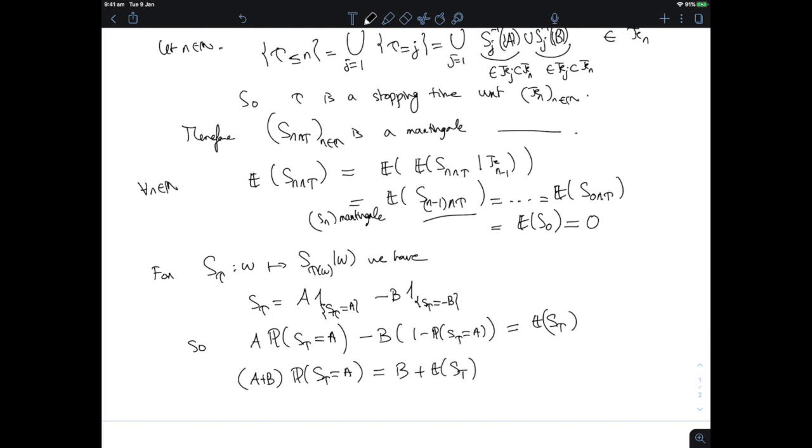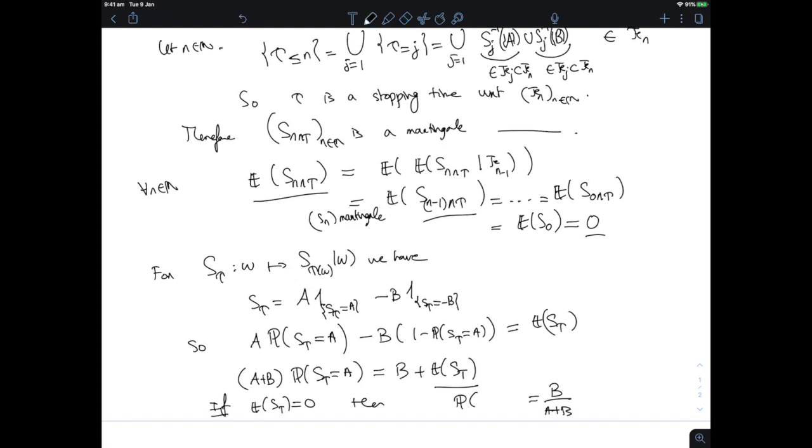Now, I expect, excuse the pun, the expectation of S_tau to be 0, because the expectation of S_n minimum tau is 0 for all n. So sending n to infinity should give me that this expectation is 0. And if I can prove this, then I get that the probability of exiting through A rather than minus B, in the vocabulary of my application of making A dollars before I lose B dollars, is exactly B divided by A plus B. Neat little formula.